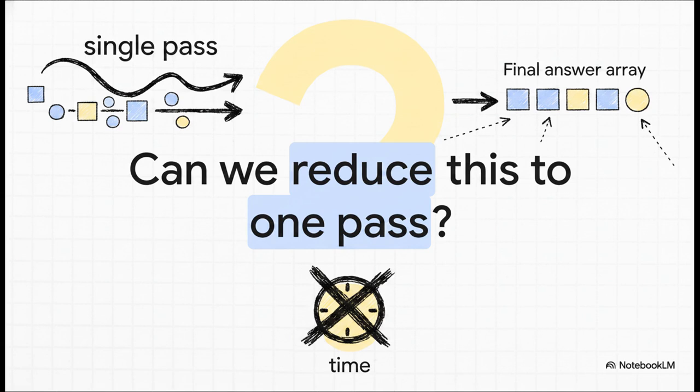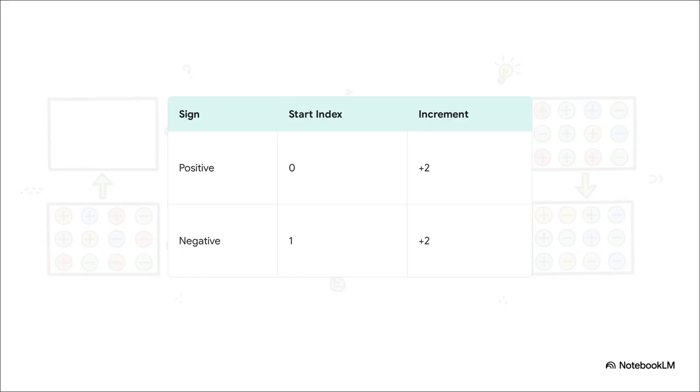We know we still need a new array to hand back our final answer, so we can't completely eliminate extra space, but we definitely want to shave down the time. To do this, we've got to figure out how to drop elements directly into their final permanent seats the very second we look at them in the original array. Let's see how this optimal logic comes together.